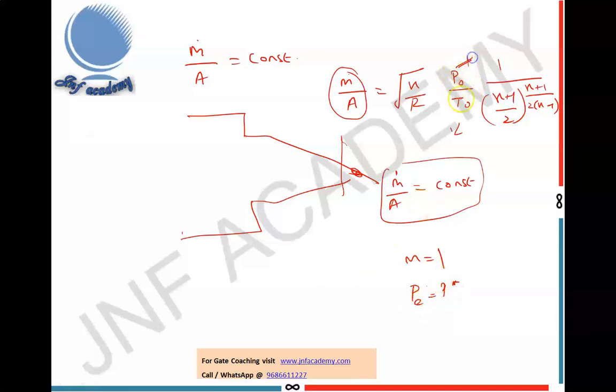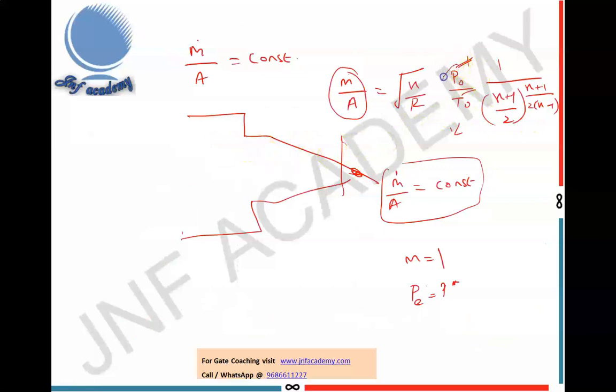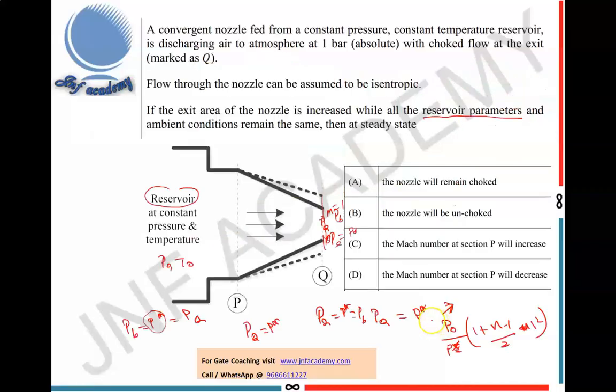Unless you change your P naught and T naught, your m dot by A is not going to change. It is clearly given in the question that all the reservoir parameters and the ambient conditions remain the same. So they are not changing the reservoir parameters or your ambient condition, hence your exit pressure will also be just the same. So the flow will remain choked, right? But if they change the ambient condition and all those things, then the story is different. Okay, the flow will remain choked, so the nozzle will remain choked.